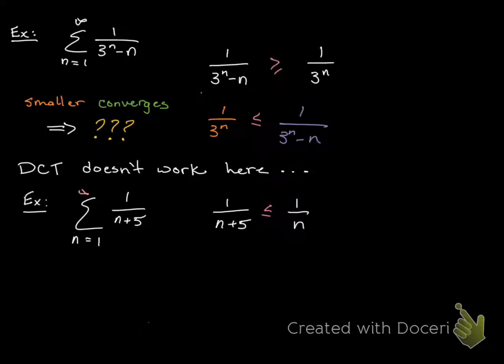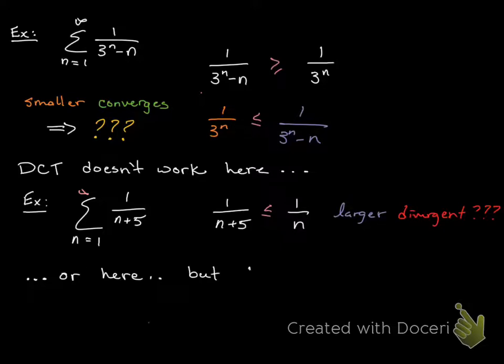Here's another situation where I'm comparing directly to a series that I know about, but the direct comparison test doesn't really give me anything because this is a larger divergent series. That's a larger divergent series, and it doesn't tell me anything. So in both of these situations, the direct comparison test doesn't work.